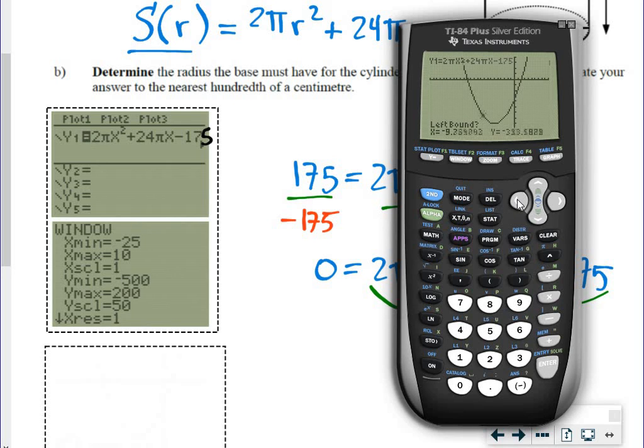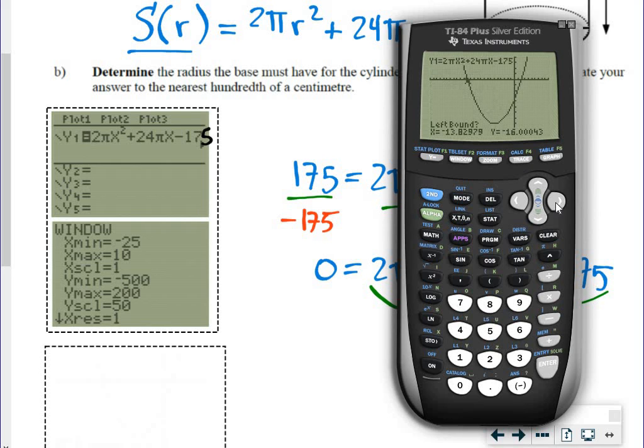So I need to pick a point to the left, pick a point to the right, tell it to guess. There we go, negative 13.99. However, that's giving us a sort of non-real cylinder. So we have the radius is equal to negative 14 roughly. That's not an adequate solution because we have a negative radius, which makes no sense.